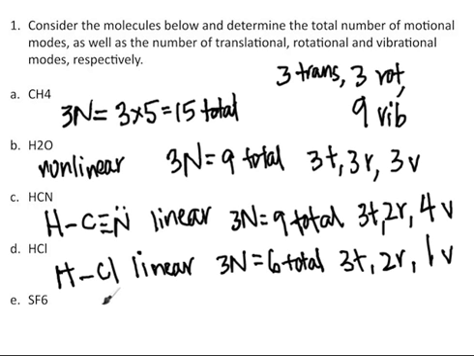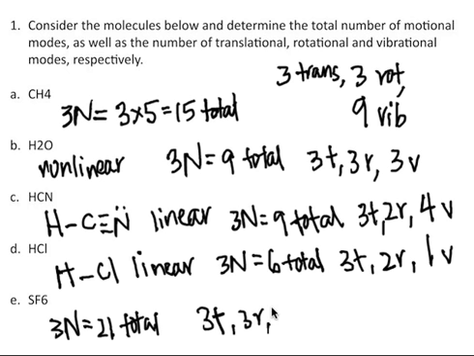And SF6 is definitely nonlinear. So SF6 will have 3N, so that gives us, so 7 is not 6, it's 7. So 3 times 7 is 21 total. And therefore we have 3 translational, we'll have 3 rotational, and that leaves us with 15 vibrational.